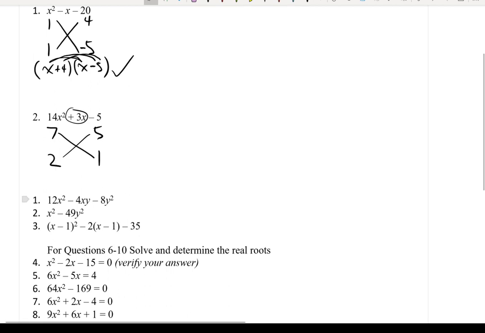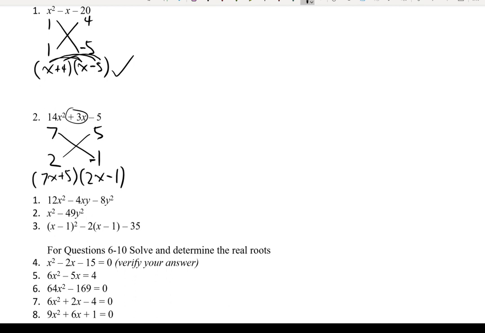So 2 times 5, 7 times 1. It just so happened I drew it correctly the first time. And then I have to figure out which one is plus, which one is minus. I need plus 10 minus 7. So that's going to be minus here. So let me write that up. 7x plus 5, 2x minus 1.